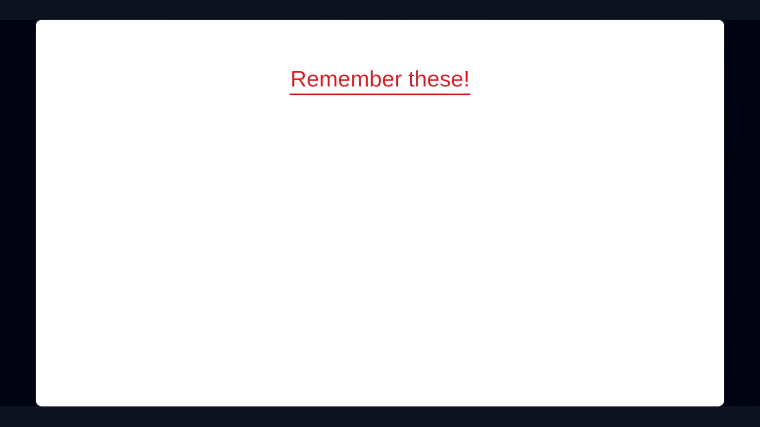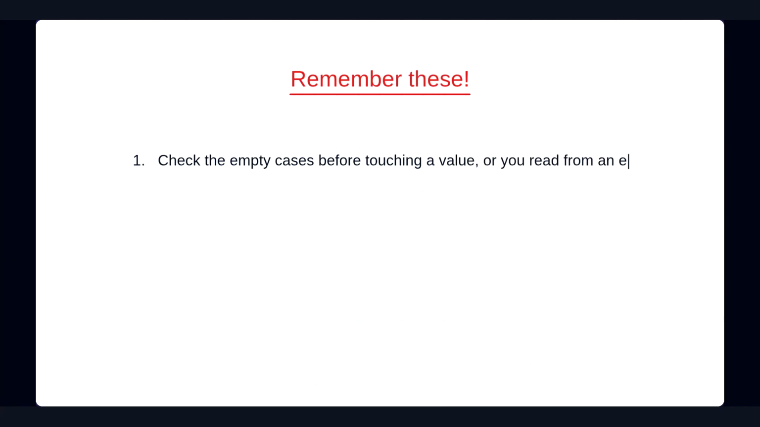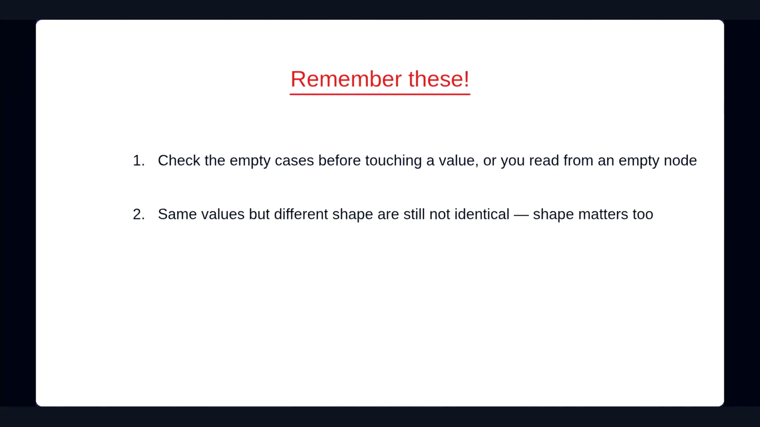3 reminders. First, check the empty cases before you read any value, otherwise you try to read from an empty node and crash. Second, matching values are not enough. The shapes must match as well, so a differently shaped tree is not identical. And third, both the left and the right subtrees must match, so join them with and, never with or.